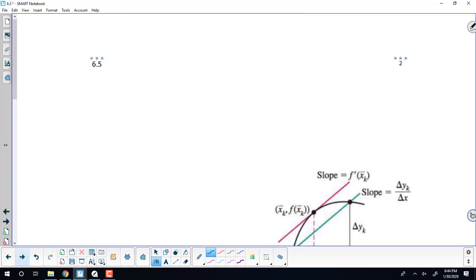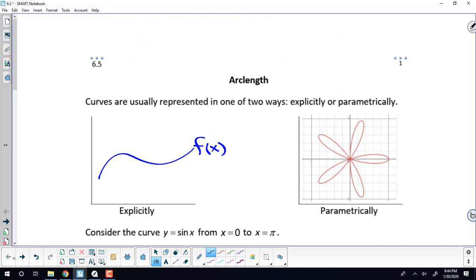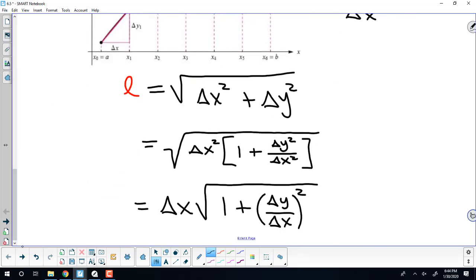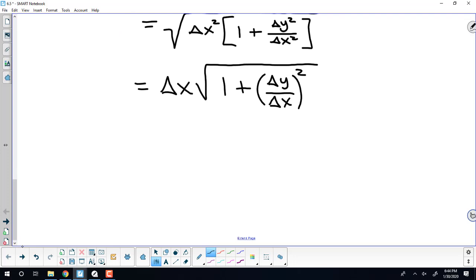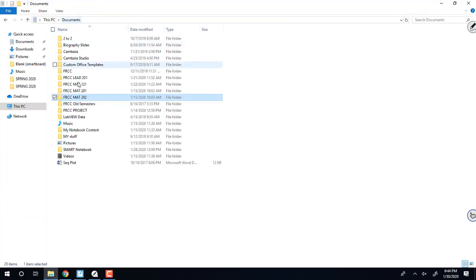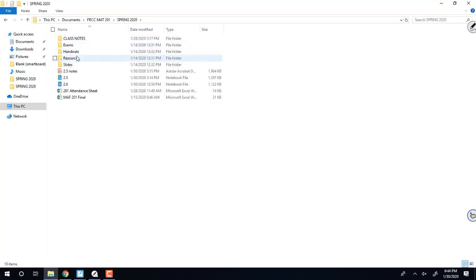But the theorem from Calc 1 that allows us to manipulate delta y over delta x is the mean value theorem. I don't think it's crucial that you remember the mean value theorem. I'm not going to test you over it. Let me see if I can find it, very quickly.